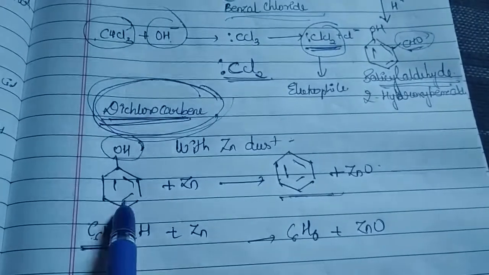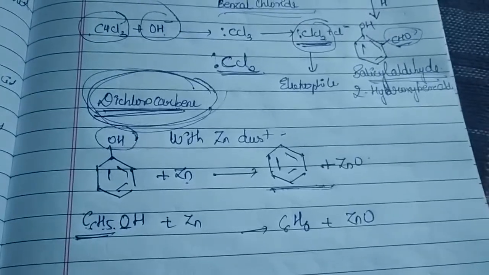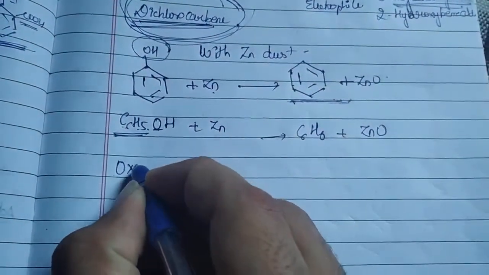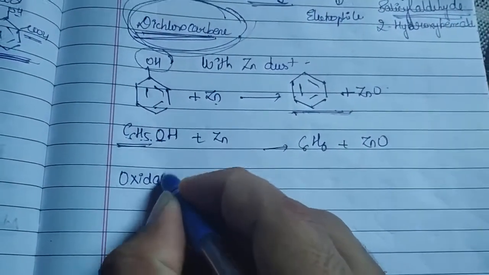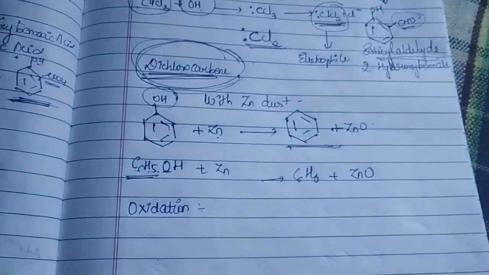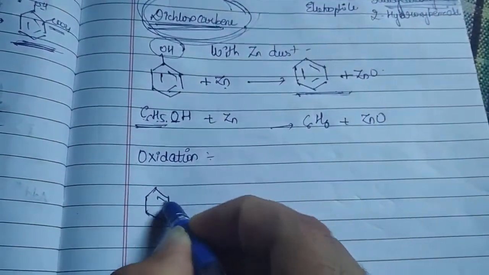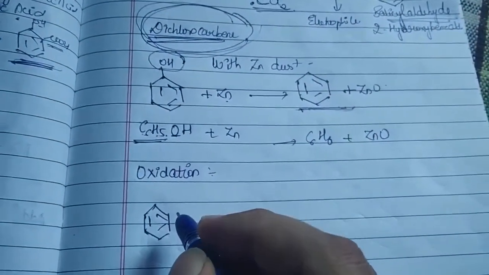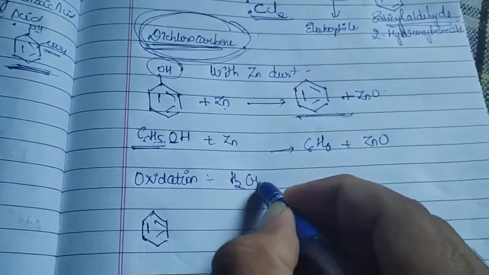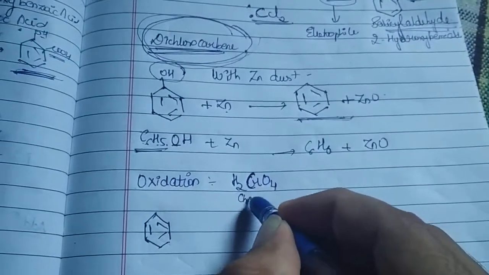So whenever your phenol is treated with zinc, it will form benzene. Next, let us see an important reaction which is called oxidation of phenol, or oxidation reactions of phenol. Do remember, guys, whenever your phenol is treated with chromic acid, H2CrO4, which is called what?